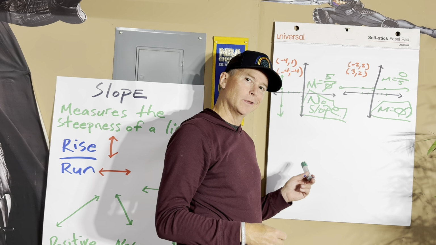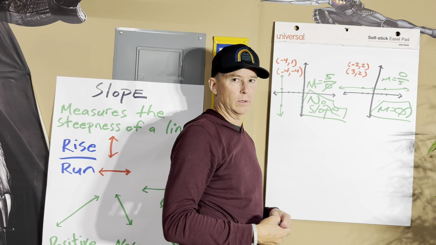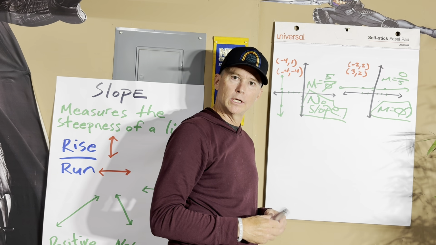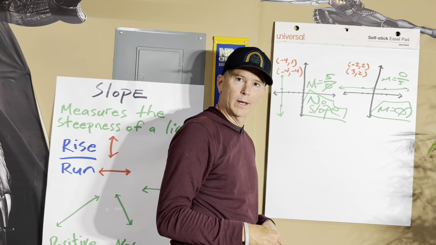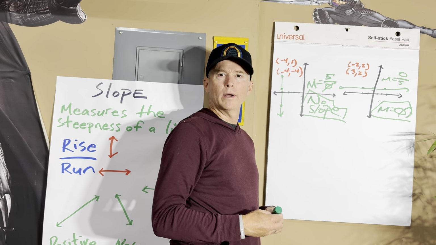There is actually a formula for this. If you don't want to waste your time doing it this way, it's the change in y over the change in x: y2 minus y1 over x2 minus x1. Some of you will prefer to do it that way. It's not as pretty, but we'll go ahead and cover that in part 2.